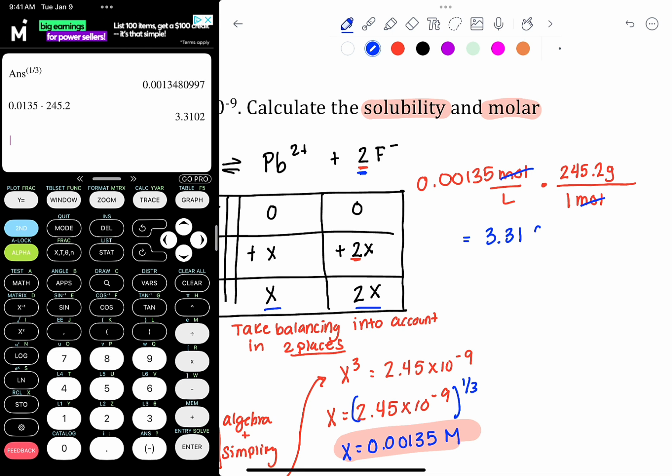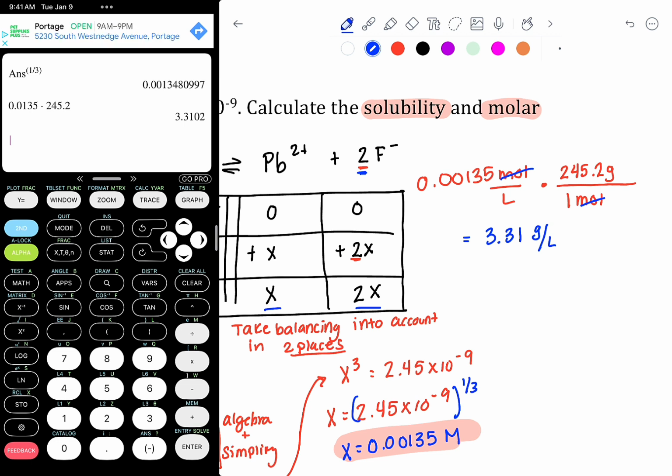And that's going to give us a solubility of 3.31 grams per liter. Now, what does that value mean? That's how many grams of that substance will dissolve in exactly 1 liter of solution. So if I put exactly 3.31 grams into exactly 1 liter of solution, all of that will dissolve. If I added any more, it would not dissolve because it would exceed that solubility. If you put less, then yes, it will all dissolve, but anything more than that would not dissolve.